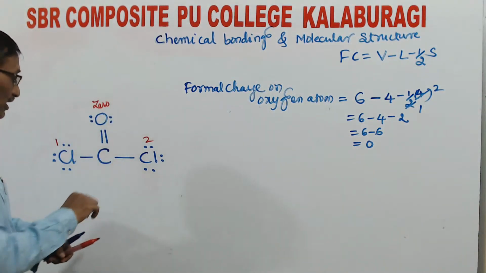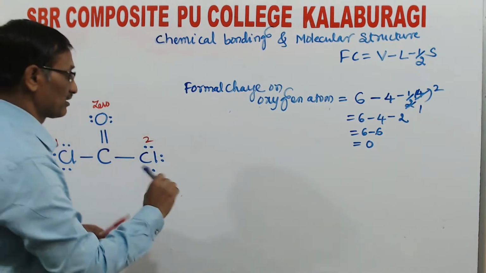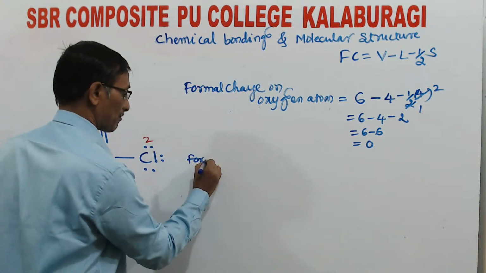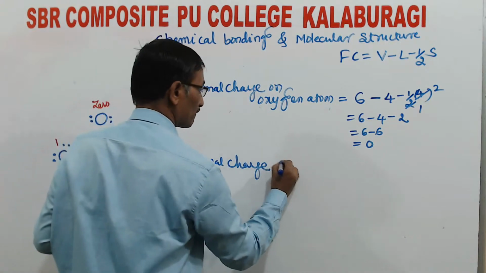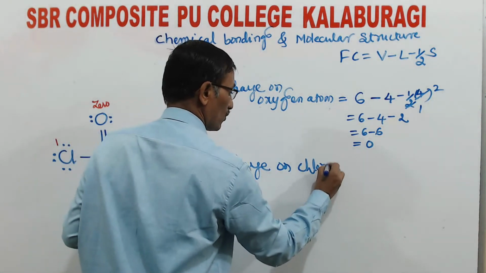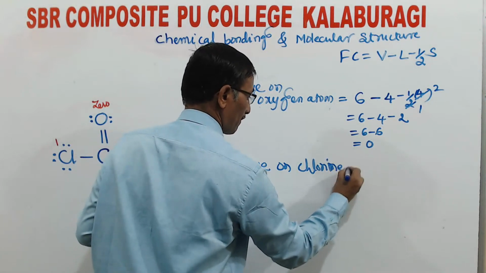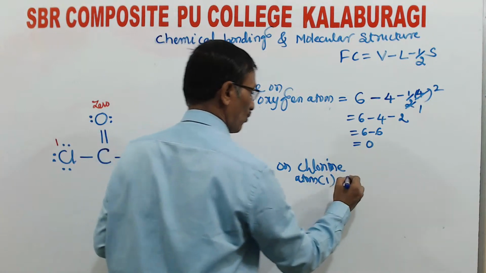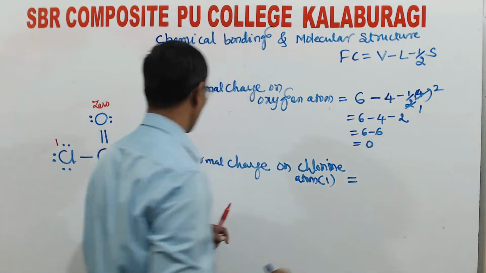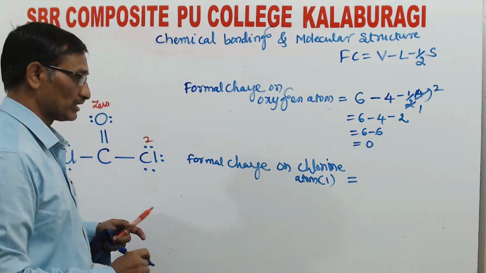Okay. What about this chlorine atom we will take? Formal charge on chlorine atom 1.